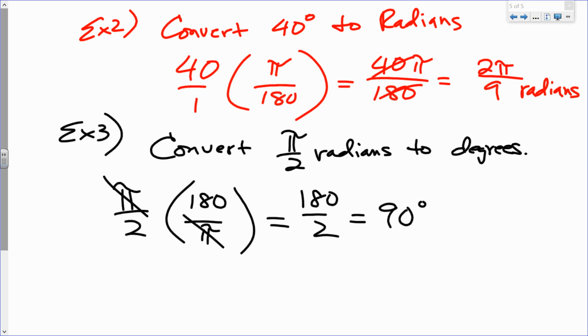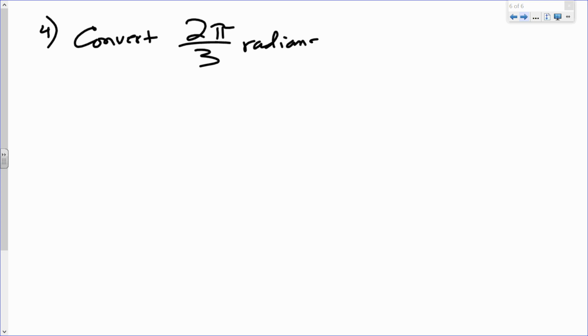One more example. Easy day. That's all I'm going to teach today is how to go from radians to degrees and vice versa. Okay. Convert, this is number 4. Convert 2 pi over 3 radians to degrees. Two pi over 3 radians to degrees.